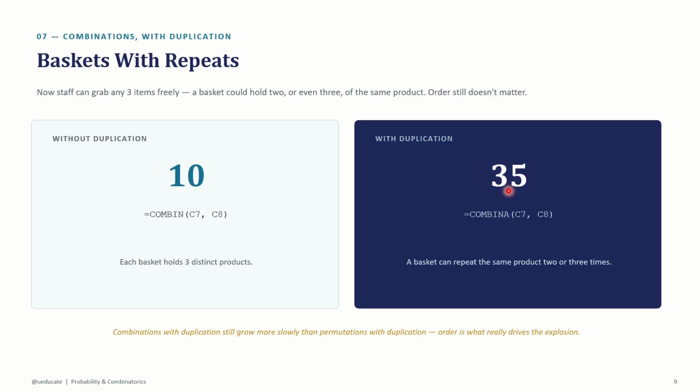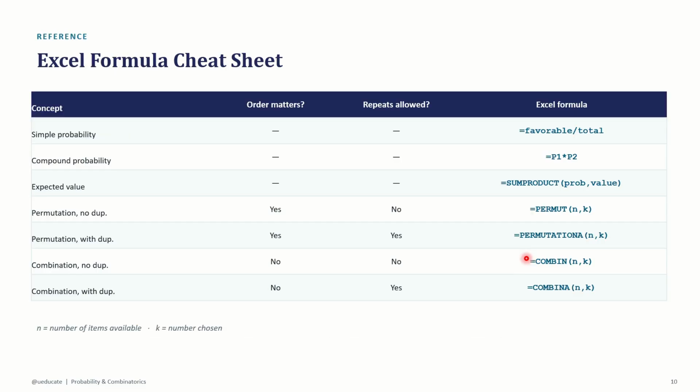As with permutation, allowing duplicates always increases, or at a minimum keeps equal, your total possibilities. So combination with duplicates still grows more slowly than permutation with duplication. Order is what really drives the explosion. So this is all we have.